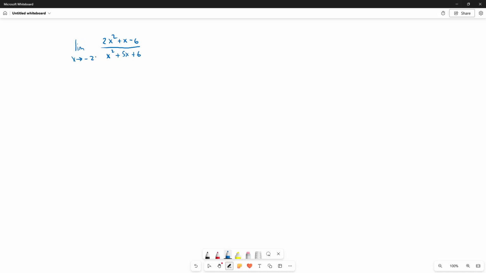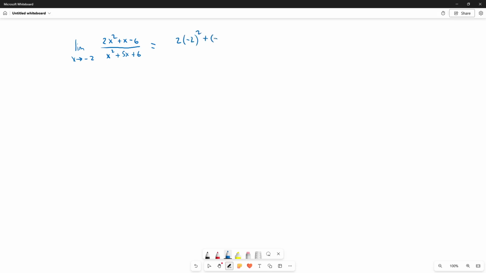We want to find the limit as x approaches -2 of the fraction you see here, 2x squared plus x minus 6 divided by x squared plus 5x plus 6. The first thing to try to do when tackling any limit is plug in the value that x is approaching, which is -2.